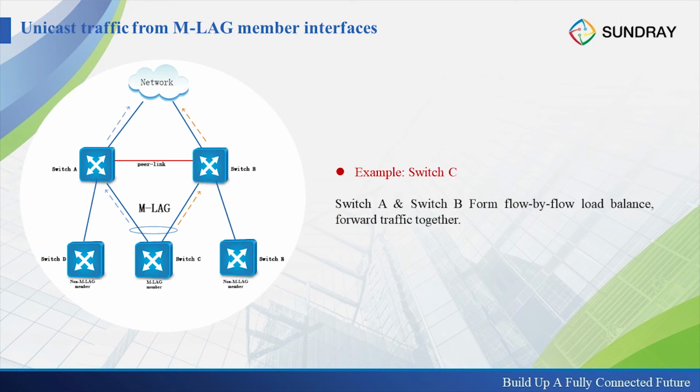For the unicast traffic from the MLAG member interface, it will be load balanced. For example, the traffic from switch C will be load balanced, flow by flow, to switch A and switch B, and switch A and switch B will send the traffic to the internet.